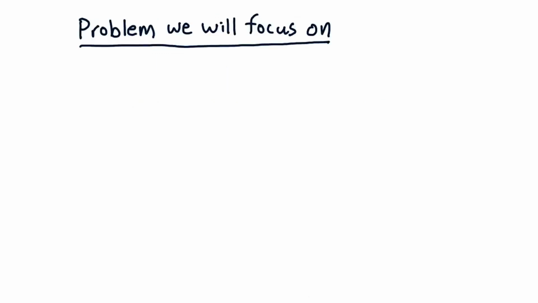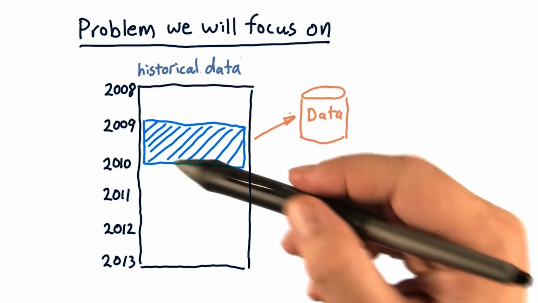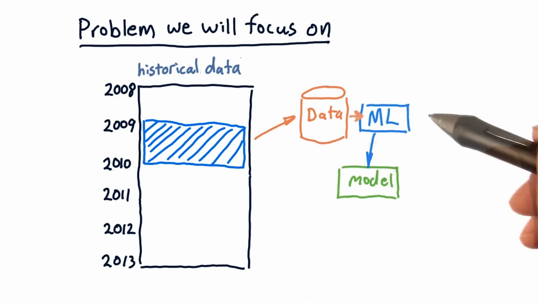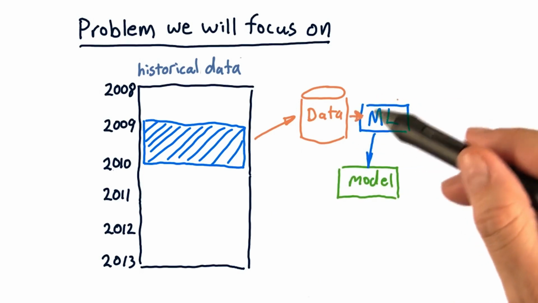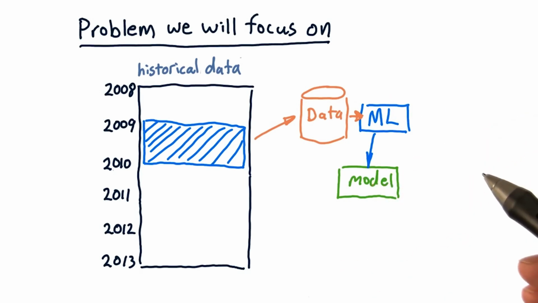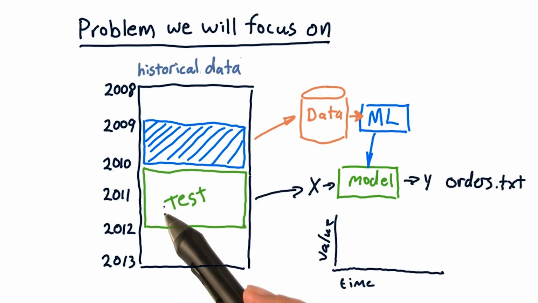I'm going to take a moment here now to talk about the problem we're going to focus on for the rest of this class. We're going to look at a certain period of data, train our models over that period, and then make forecasts and trade over some other period. So here's our historical data. We're going to use the period of 2009 as our data to train our model. You'll be implementing several machine learning algorithms to create different models, and we'll be comparing them one against the other. Then we'll test over the years 2010 and 2011.